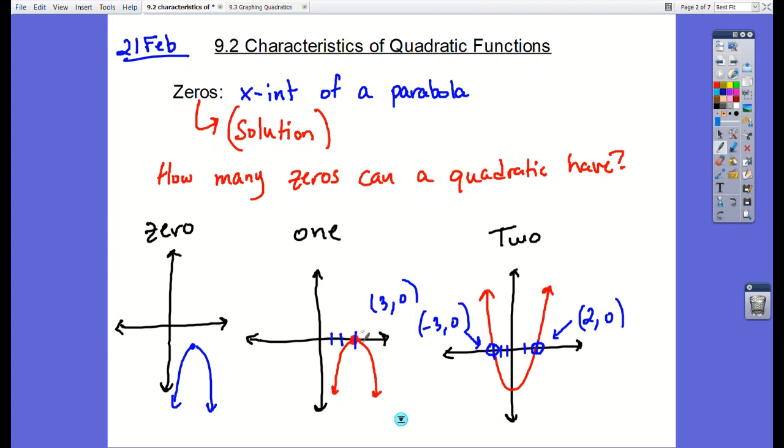But what about in this one? There's only 1 zero, but the axis of symmetry still goes through the vertex, right? So we still have an axis of symmetry, it would look like this. What's the equation of that line that I just drew? There's only 1 zero. Look. You just use the vertex because it is the 1 zero. So you just take the x value, x equals 3.